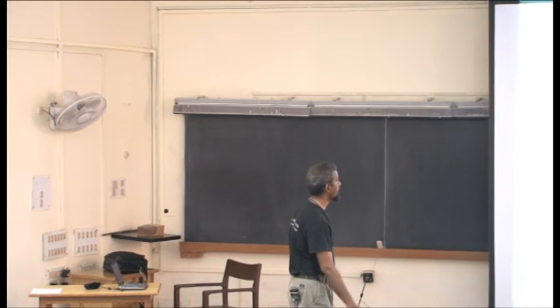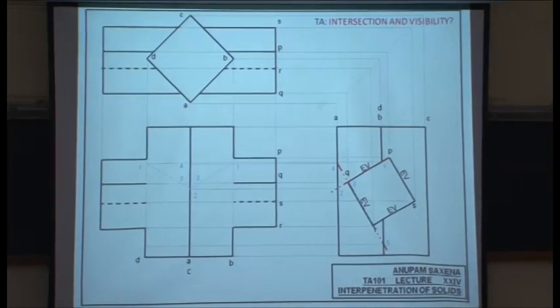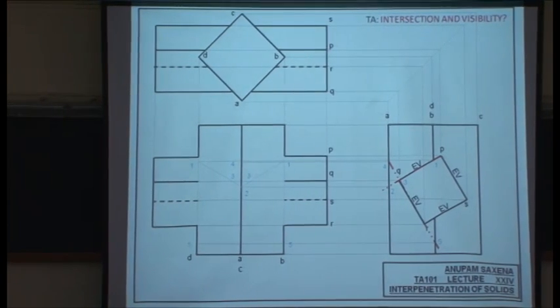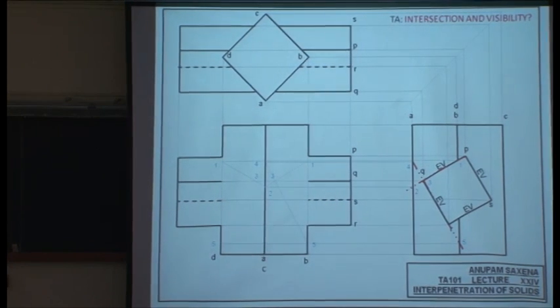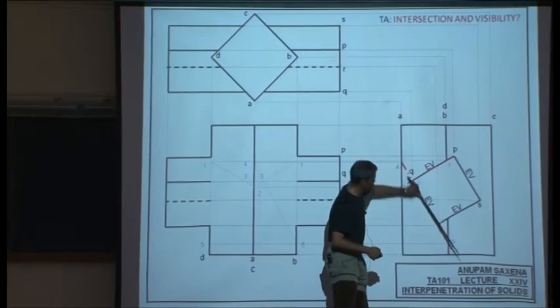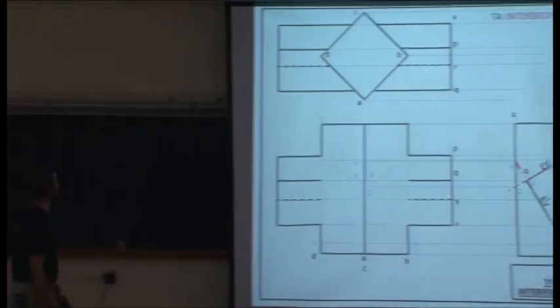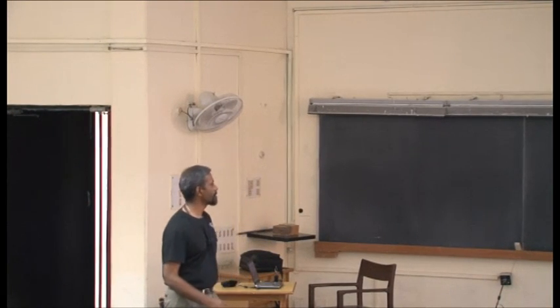Pseudo intersection points number 4 and number 5. 4 lies on edge A, project that, this is where my 4 is. 5 lies on B and D. Project these, and this is where point number 5 lies. Straight lines joining 4 and 5. So if you extend this plane, 4 and 5 will be the actual straight line between the two planes that will be representing the intersection between two of them.